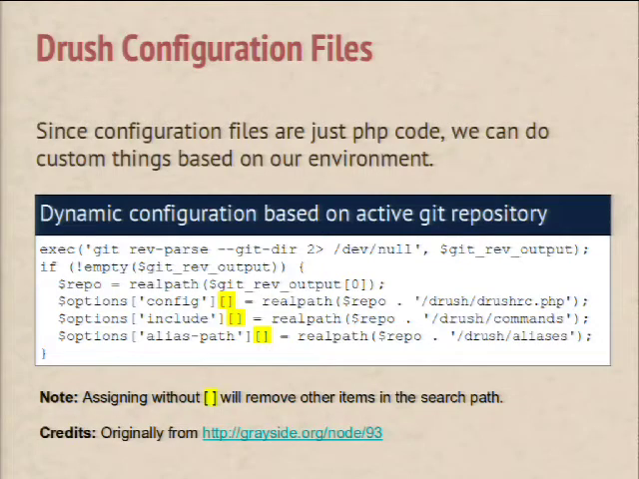We run git rev-parse to find the root of your git directory, and then we set options config, options include, and options alias paths. And you can, of course, do a subset of these to tell Drush that I would like to look for commands in this location, aliases in this location, or I'd like to source this specific Drush RC every time Drush loads up.